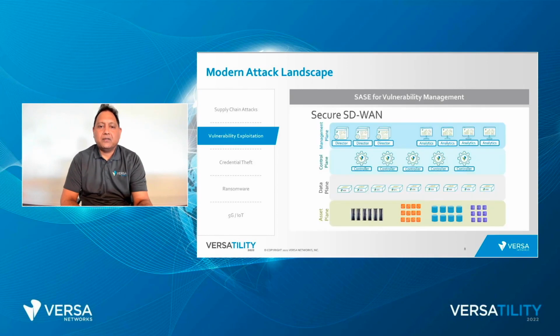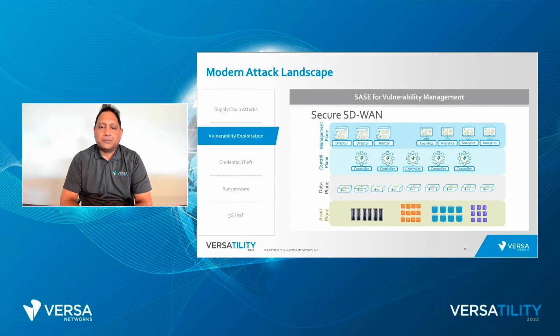Okay, so now we're going to cover how SASE can be used for better vulnerability management. SASE is defined as a secure access services edge. It's a collection of both network and security functions that are deployed in a unique architecture that can provide a comprehensive security posture, and at the same time provide better network performance characteristics.